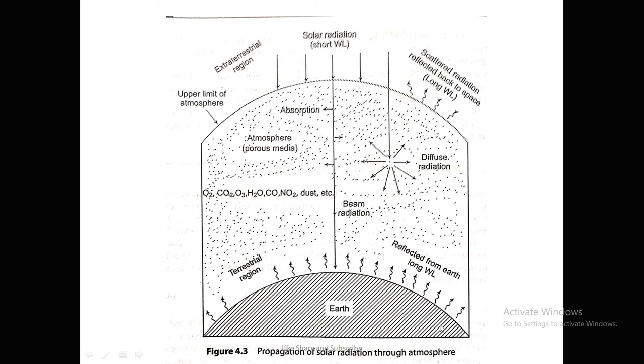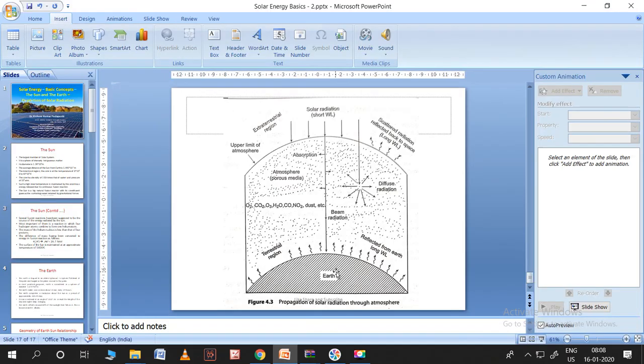This is the Earth and this is the terrestrial region. You can identify here the terrestrial region and this is the extraterrestrial region. Obviously this is the Earth's atmosphere. So what exactly happens to solar radiation? This is solar radiation, which is short wavelength. Once it enters the Earth's atmosphere, there is some absorption by the atmospheric gases: oxygen, carbon dioxide, ozone, water vapor, carbon monoxide, nitrogen dioxide, dust, etc. Still there is a beam radiation. This is a straight line from sun to Earth. So this is beam radiation.